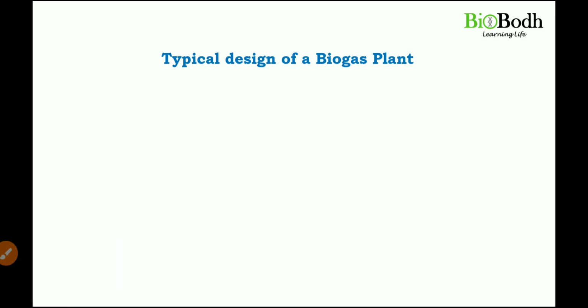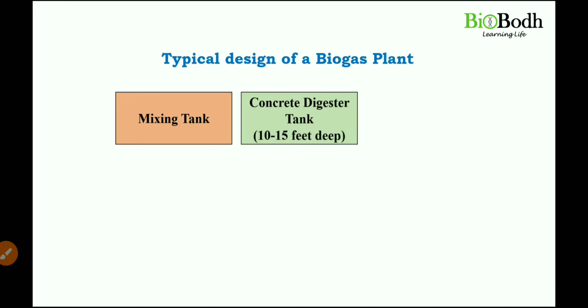Now a typical biogas plant has many different parts. So we will see the different parts which are present in the biogas plant. First is the mixing tank. The mixing tank is that particular area where the organic waste is mixed with water, and from there it goes inside the next tank, which is called the concrete digester tank.